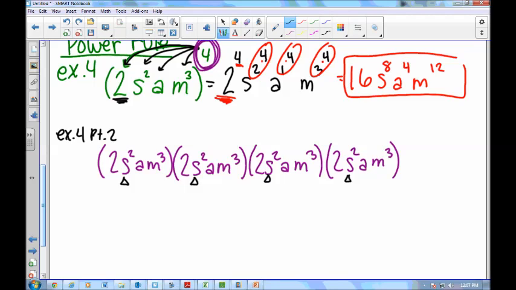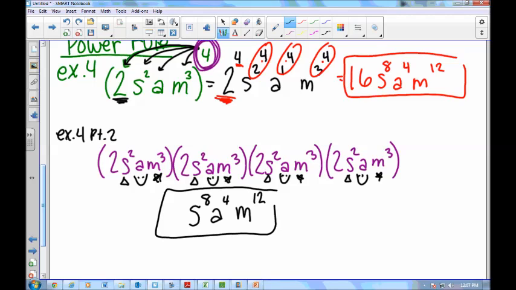When we multiply with the same base, we add the exponents. Good. 2 plus 2 plus 2 plus 2 is 8. Now we do the common base, A. 1 plus 1 plus 1 plus 1 is 4. Then we do the N's. Take common like term by like term. 3 plus 3 plus 3 plus 3 is 12. Now, I heard someone say, don't forget the coefficient.